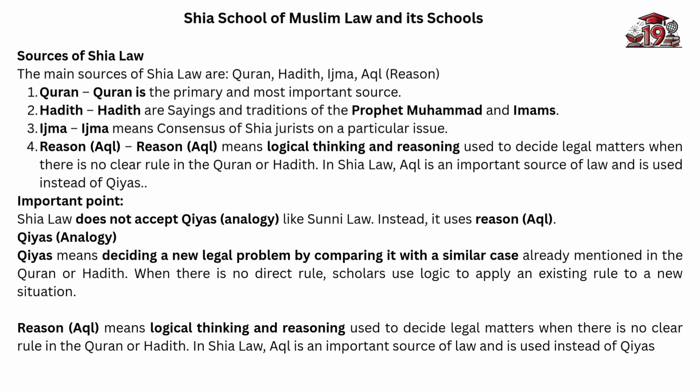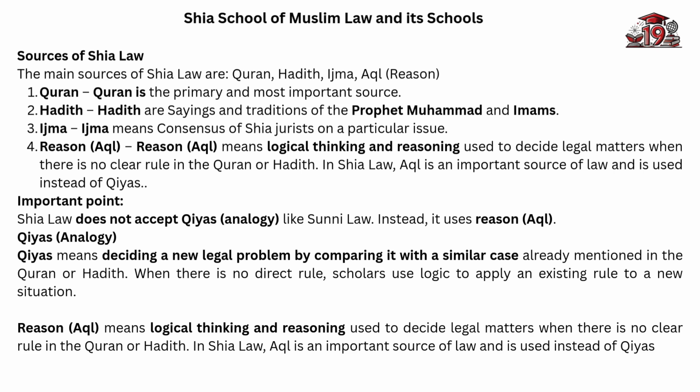Sources of Shia law. The main sources of Shia law are Quran, Hadith, Ijma, Aql, reason. Quran is the primary and most important source. Hadith are sayings and traditions of the Prophet Muhammad and Imams. Ijma means consensus of Shia jurists on a particular issue. Reason, Aql, means logical thinking and reasoning used to decide legal matters when there is no clear rule in the Quran or Hadith. In Shia law, Aql is an important source of law and is used instead of qiyas.